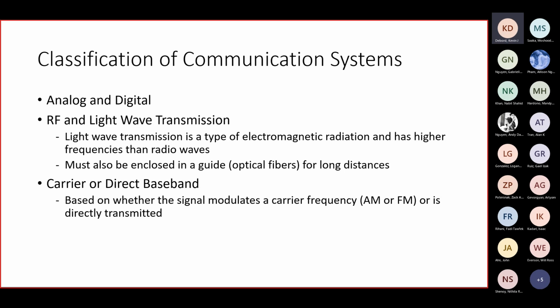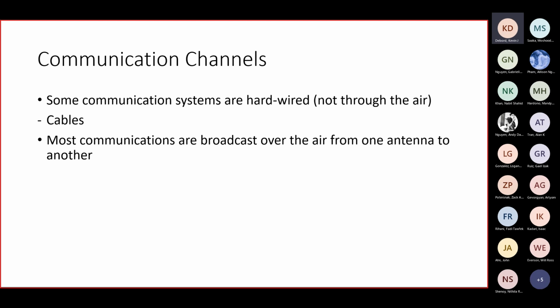An example for you would be in the Open Near lab that Fumagalli is doing. He has 150 kilometers of optical wire. I don't know exactly what he wants to do with it, but it's a lot of optical wire, and that's because they use actual, literal light to send communication messages. I think it's awesome. And then carrier or direct baseband. So it's based on whether the signal modulates at a carrier frequency or is directly transmitted. So I think we're going to go over that now.